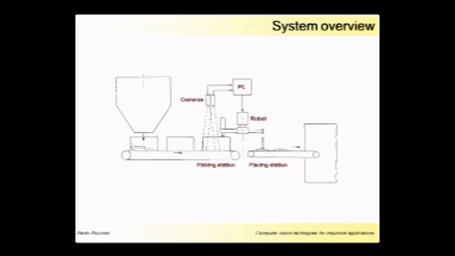This is a sketch representing the whole system. This sketch was taken from the patent related to this project. The objects are dropped in bulk into a bin placed over the conveyor belt. The conveyor belt brings the bin to the picking station, where two cameras acquire a pair of synchronized images. From the images, the 3D coordinates of the selected object are computed and sent to the robot. Finally, the robot picks up the object and places it in the placing station.